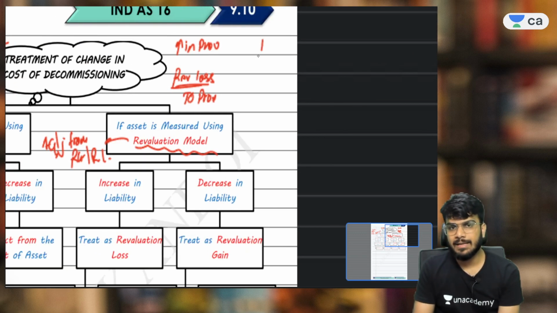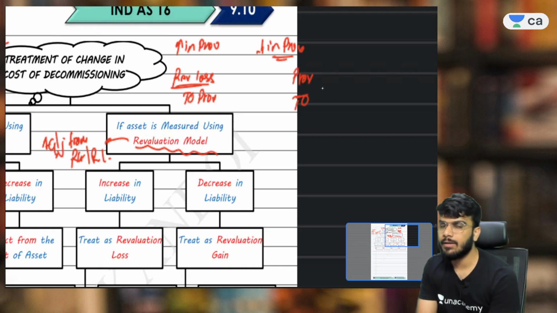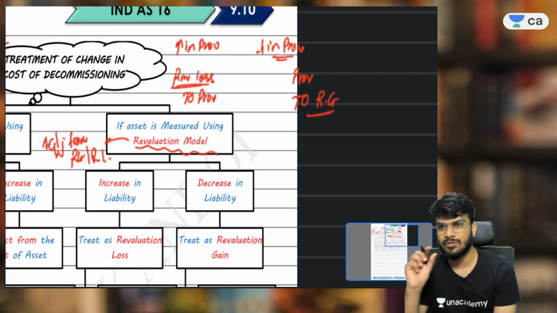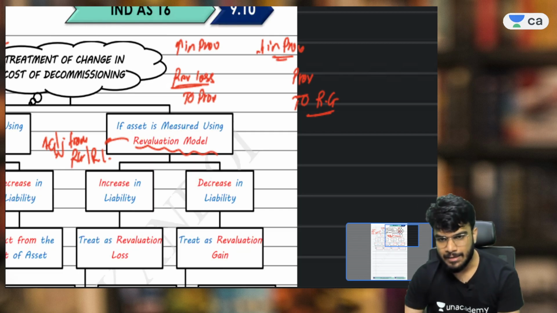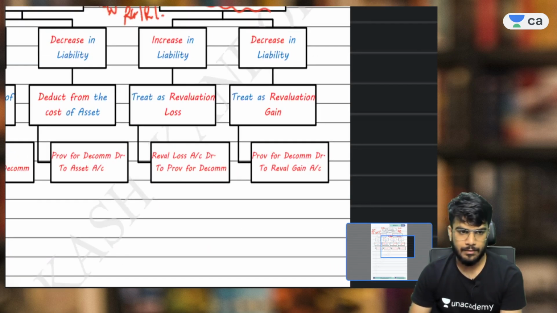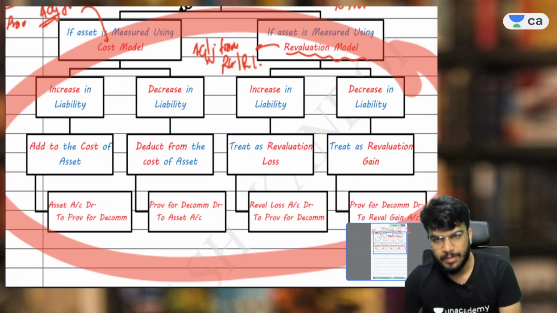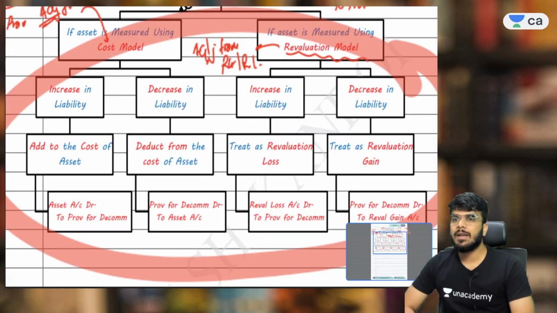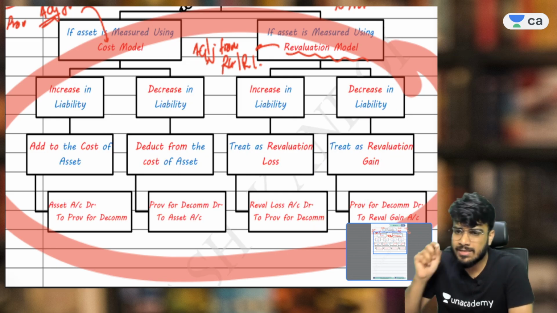Let's say, for example, there is a decrease in provision. So in this case, provision will be debited and a corresponding credit will be created towards revaluation gain, because in case of nominal accounts, debit all expenses and losses, credit all incomes and gains. So this will be the following entry, right? This is what we discussed, and this is given in the chart below as well, right? Along with this, we are able to complete our 100% concept revision of IND AS 16 as well.